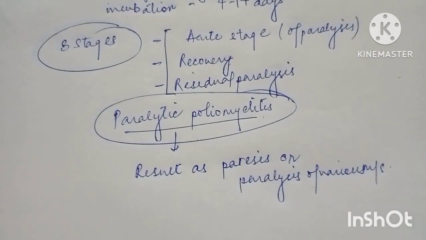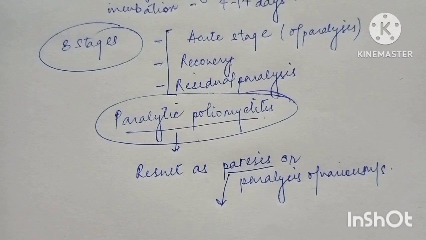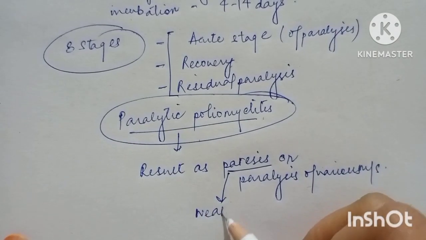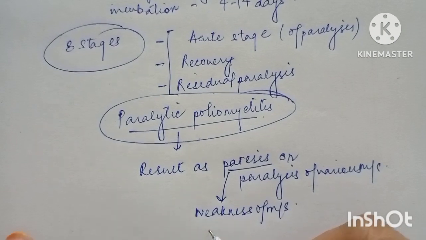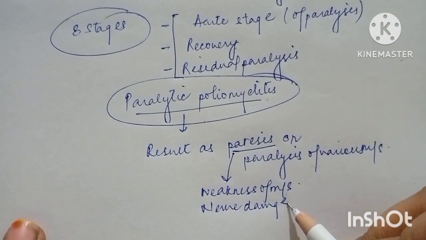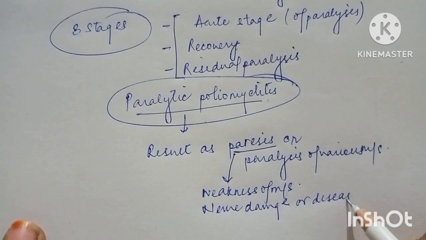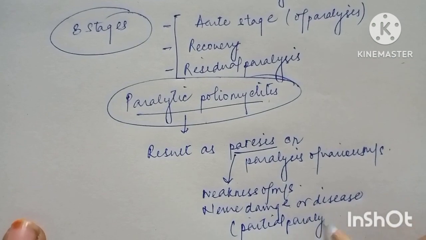Now what is paralysis? Paralysis is a condition of a muscle that involves weakness. Generally the muscle becomes weak. That is caused by nerve damage or a disease, especially partial paralysis. Weakness of muscle caused by nerve damage or any kind of disease. Especially, partial paralysis is involved in this.